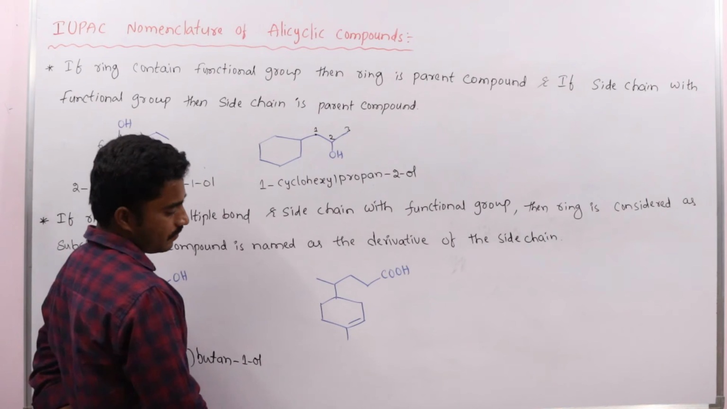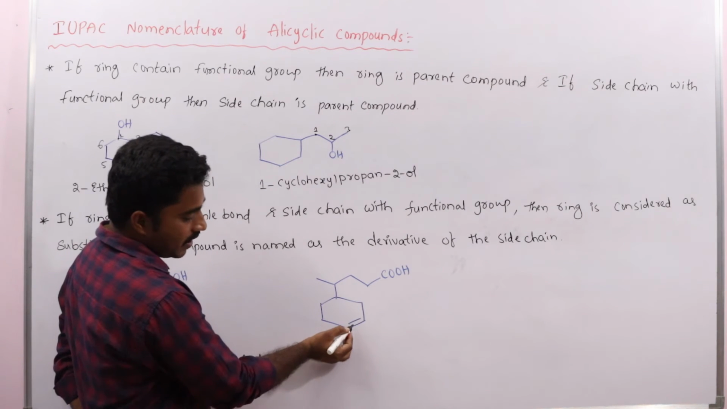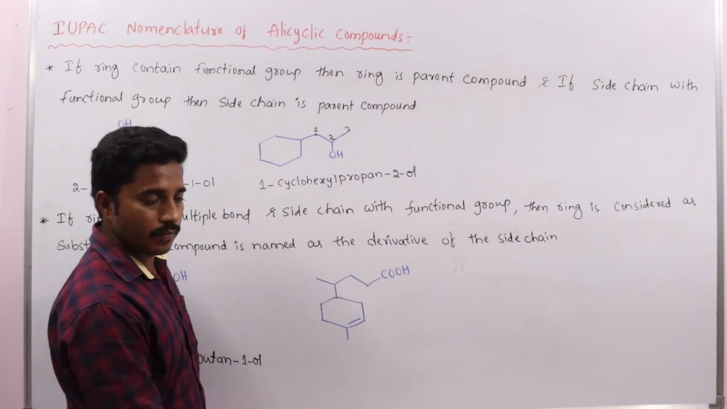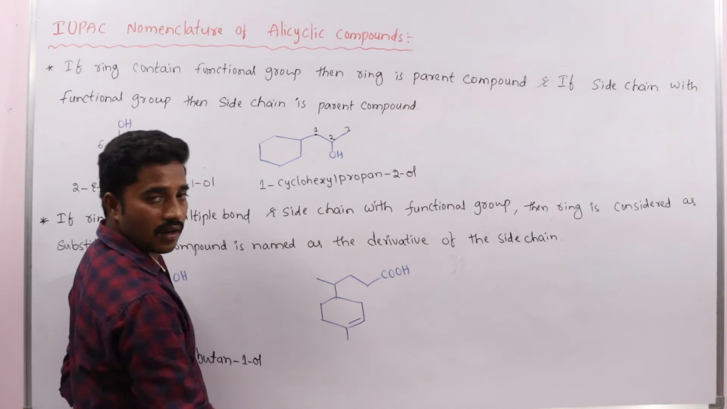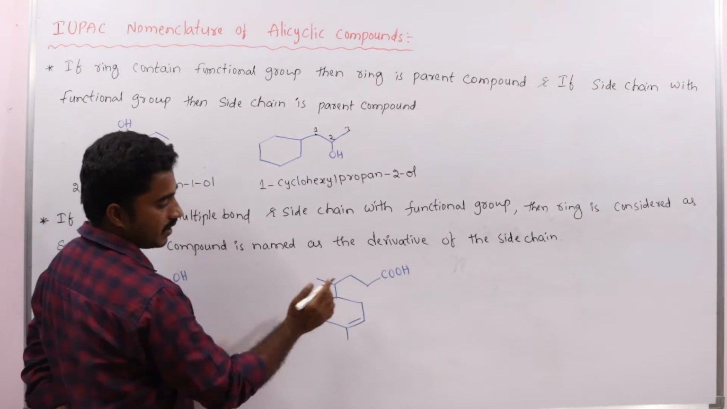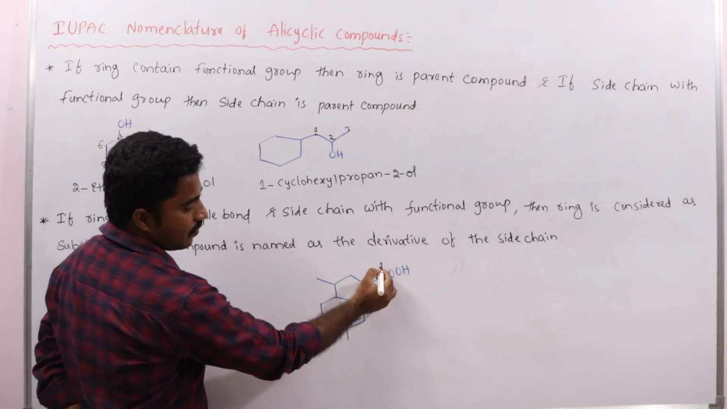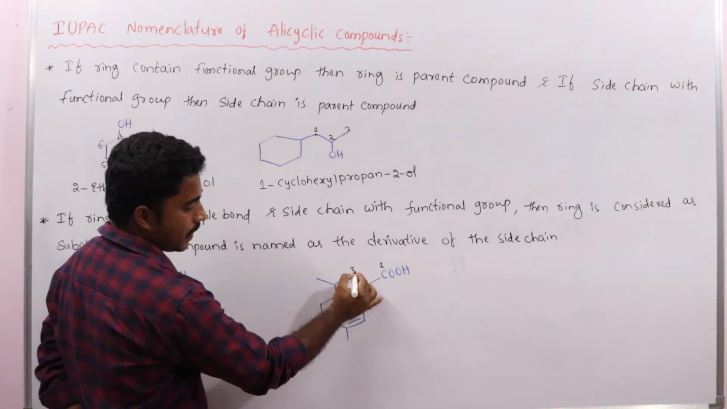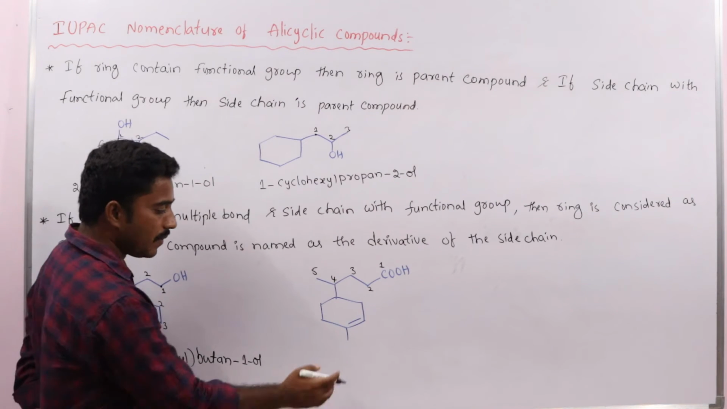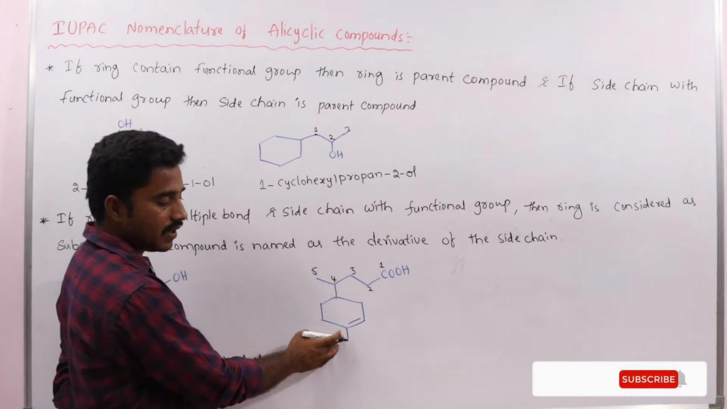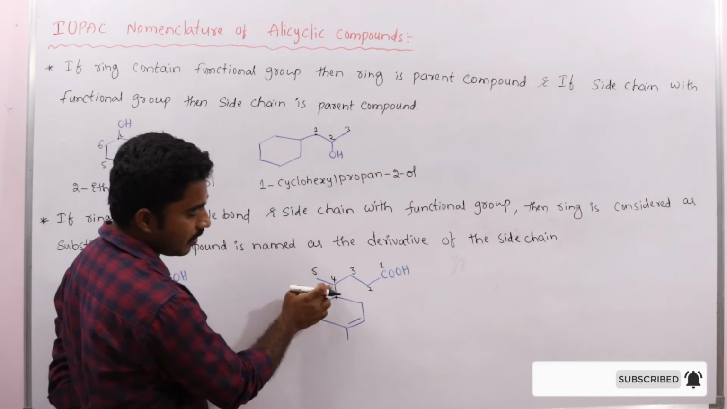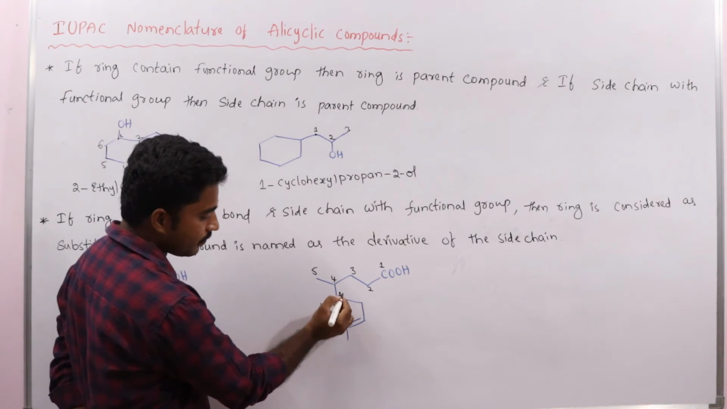So in this case, the ring contains a multiple bond, a double bond, and a side chain has the functional group. Okay, so the side chain is the parent compound and the ring is a substituent. So let us give the numbering here. These are 1, 2, 3, 4 and 5. In the ring a multiple bond is there and one substituent is there. That's why the ring carbon which is bonded to the parent chain is numbered as 1.